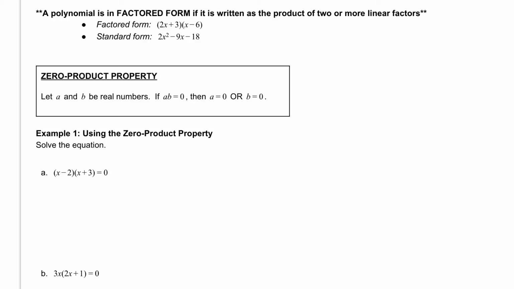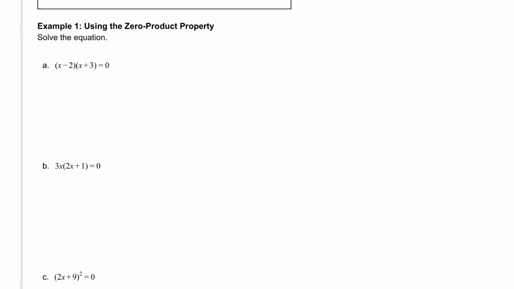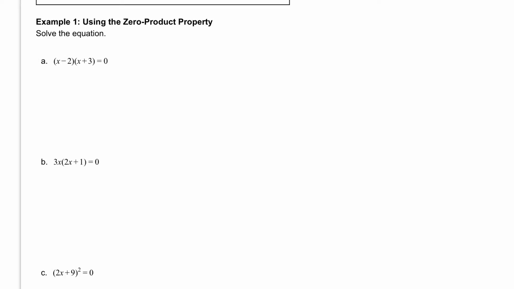So if we take a look at example 1 now, we have an equation that's already in factored form. We have x minus 2 times x plus 3, and it's set equal to 0. In order to use the zero product property, it must be set equal to 0. If either one of these things is 0, and we multiply it by the other, we're going to get 0.